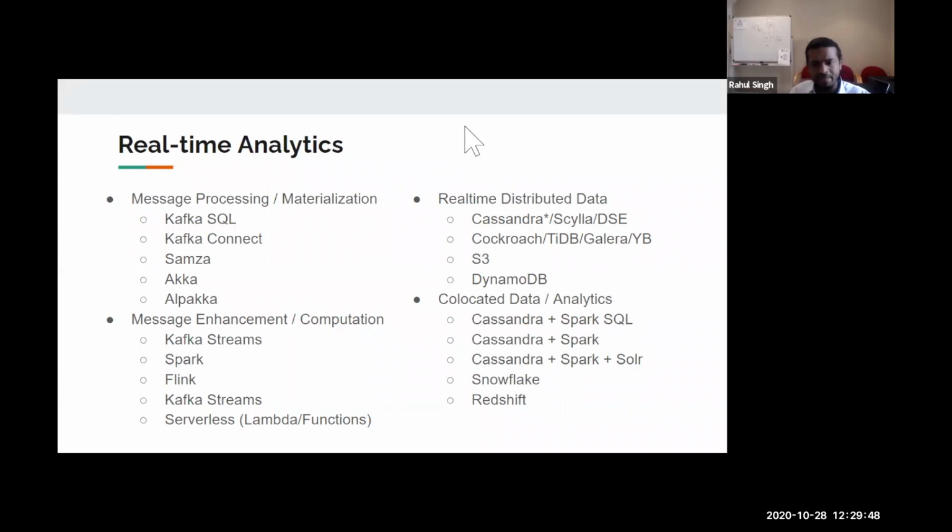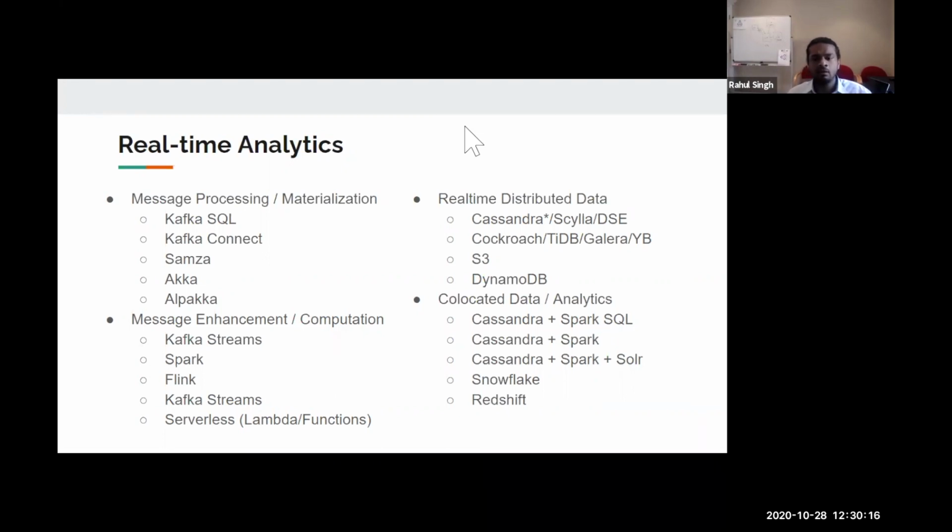To get even more speed of processing and not be confined to the Kafka ecosystem, there are technologies built on top of Akka, with which you can create clusters. You can create your own clustered applications using Akka and Alpakka to move information, and they're not connected to Kafka per se.